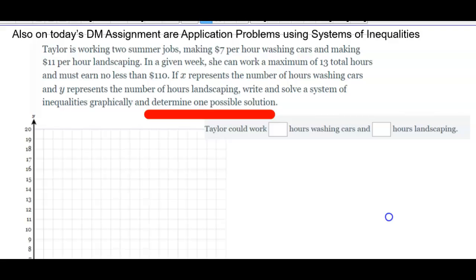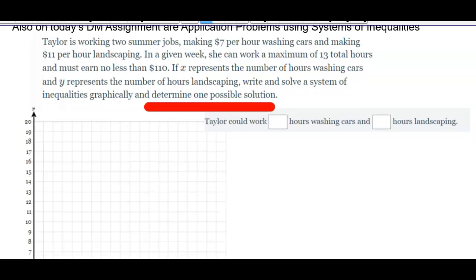The last thing I want to review, you also have on Delta Math a set of inequalities. So we're going to go through this one quick. Taylor is working 2 summer jobs, making $7 an hour washing cars and $11 an hour landscaping. In a given week, she can work a maximum of 13 hours and must earn no less than 110, so 110 or more. If X is the number of hours washing cars, and Y is the number of hours landscaping.